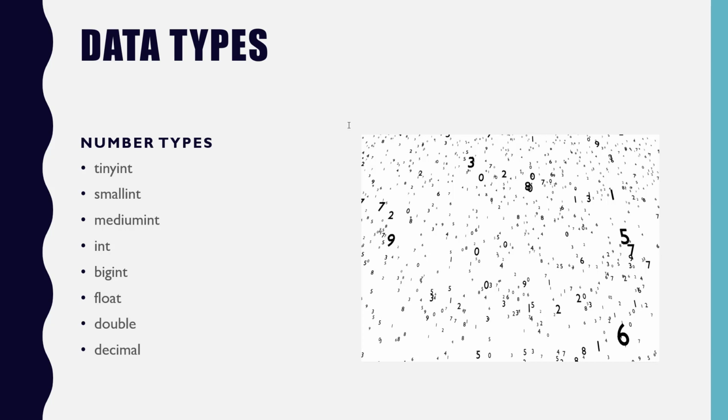Notice there are two types of number types in there. Can anybody see what the two differences are? There's just two categories there. Can you see it? Yeah, floating point and whole numbers, right? The first five are just integers, right? They're tiny int, small int, medium int, and big int.